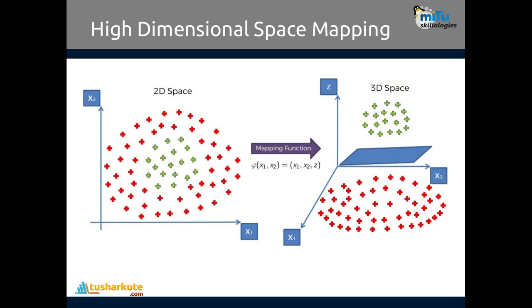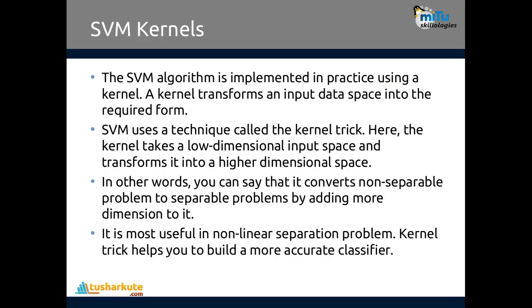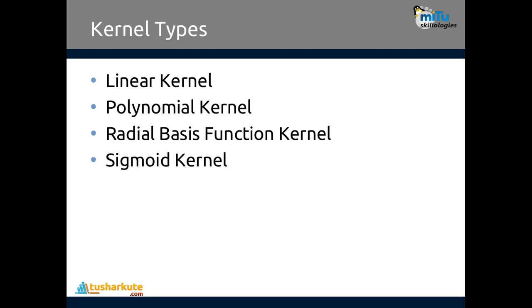Then what's the solution to this? Now the solution is using kernels. The SVM algorithm is implemented in practice using a kernel. The kernel transforms input space into the required form. It uses a technique called the kernel trick. Here the kernel takes a low dimensional input space and transforms it into high dimensional space. In other words, it converts a non-separable problem into a separable problem by adding more dimensions to it. It is most useful for non-linear separable problems. The kernel trick will help you to build a more accurate classifier.